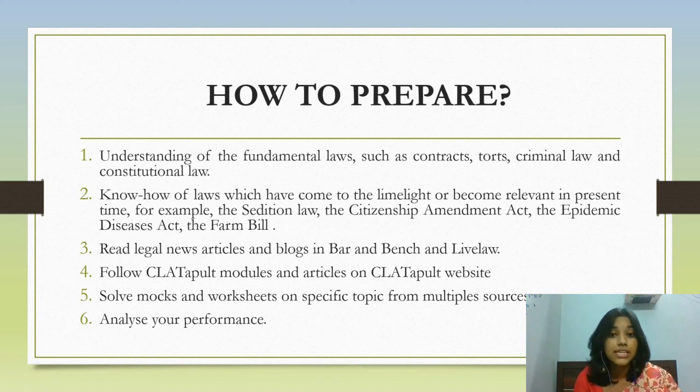So let's see what you need to do to prepare for legal reasoning. In order to tackle all the three types of legal reasoning questions, you need to have two layers of understanding of the subject.